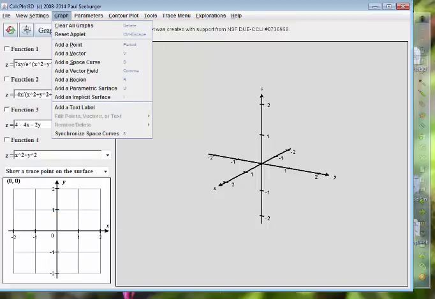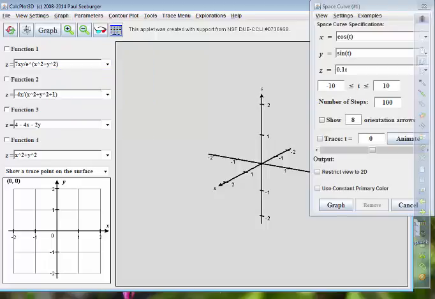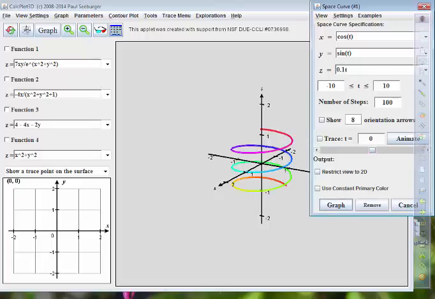You can go to the graph, and it says parametric or space curve. It says space curve. And here's cosine, sine, and some number times t. So this is that helix thing that we were talking about. And if we were to graph this, t goes from negative 10 to 10, by the way. And if we graph it, we see a spiral.